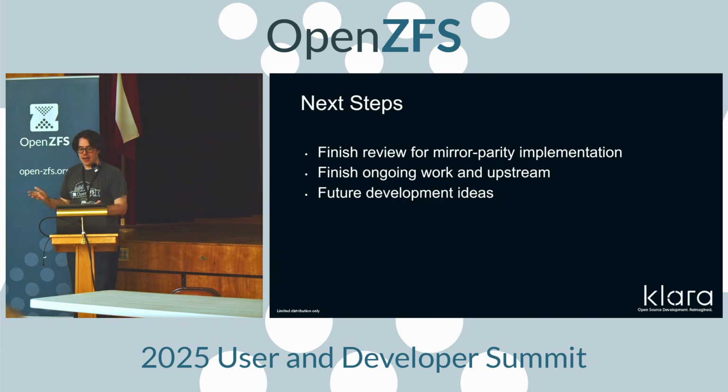And then what's next? So the first thing is obviously finishing the review for the mirror parity implementation. Some folks have already taken a look at that, and I'm extremely grateful to those people, but I would love if more people want to take a look at that and get eyes on it. I want to finish the ongoing tasks, the expansion and contraction and rebalance and all that stuff, and then get those ready internally and then post upstream reviews for those once the original review is done.